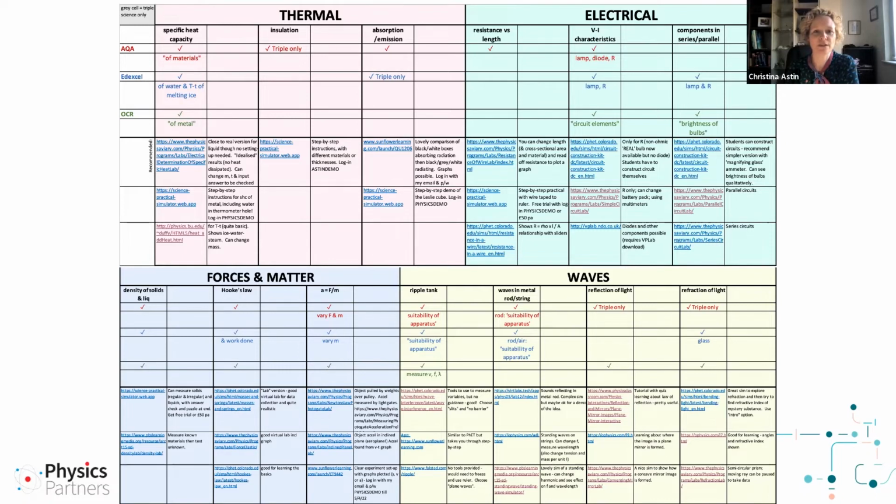Just also note that the cells were in grey, but I can see that the grey has now gone. But you can see next to some of the ticks along the top, it says triple only. So if you're doing triple science, they apply. If not, you can ignore them.